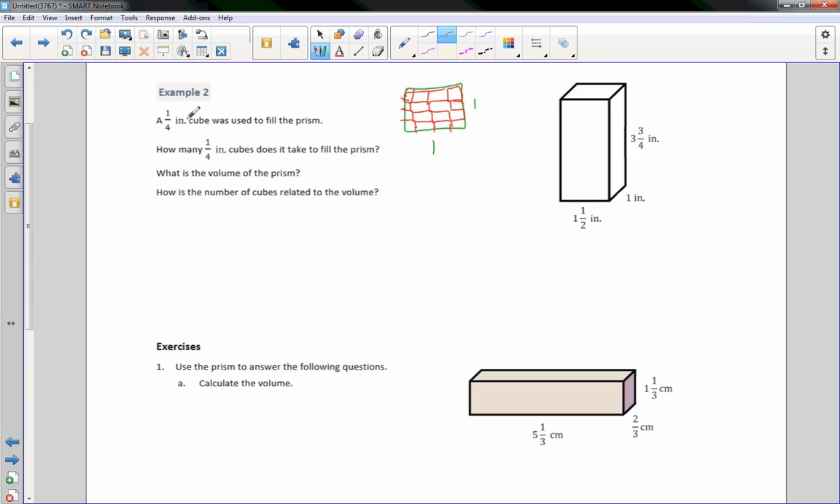So a quarter-inch cube was used to fill the prism. How many quarter-inch cubes does it take to fill the prism? Focus on a 1-inch cube first, and that is just one layer of 16. And then now there will be 4 layers. So 16 times 4 is 72.